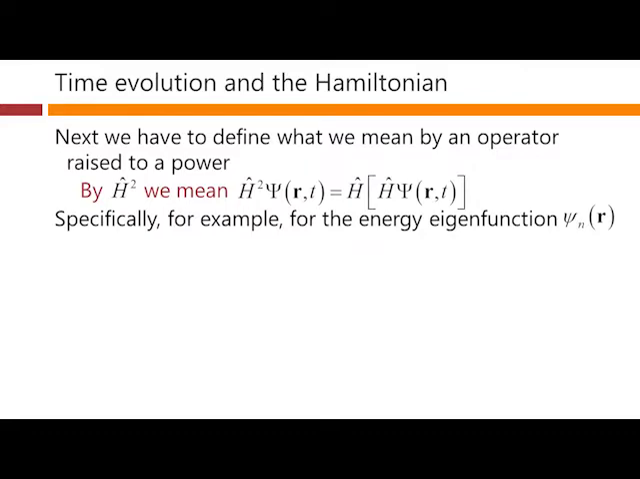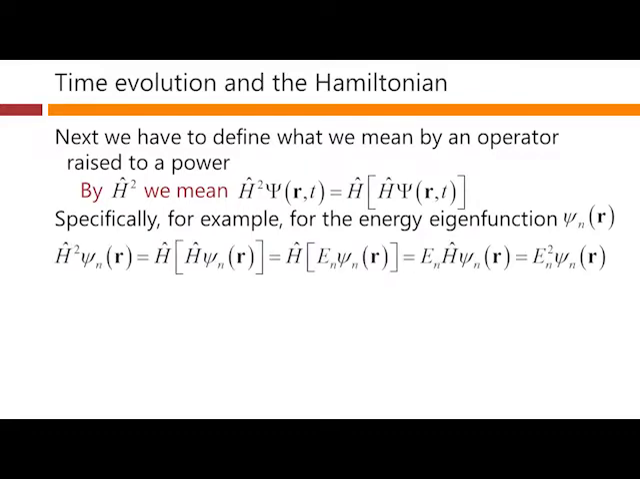Specifically, for example, for the energy eigenfunction psi n of r, then H squared operating on psi n of r, what that means is H operating on the result of H operating on psi n of r. That's H operating on E n times psi n of r. But because this H operator is linear, we can move that E n outside here. So that's E n times H operating on psi n of r. H operating on psi n of r is again E n times psi n of r. So H squared operating on psi n of r is E n squared times psi n of r.